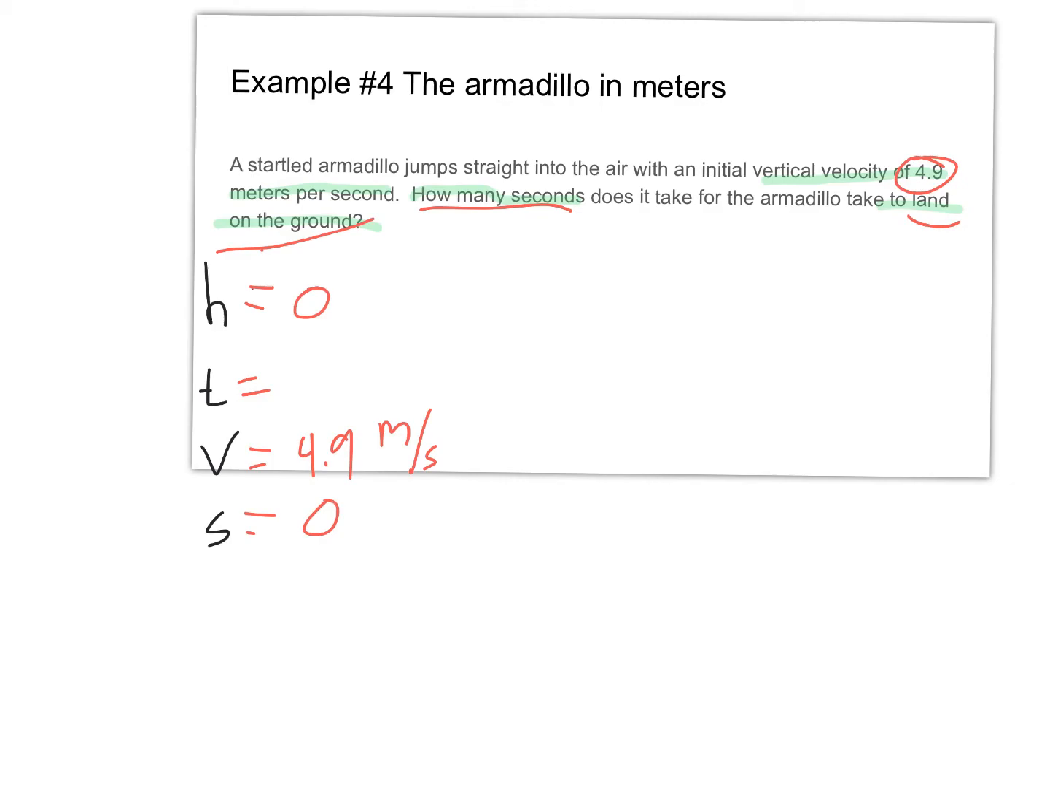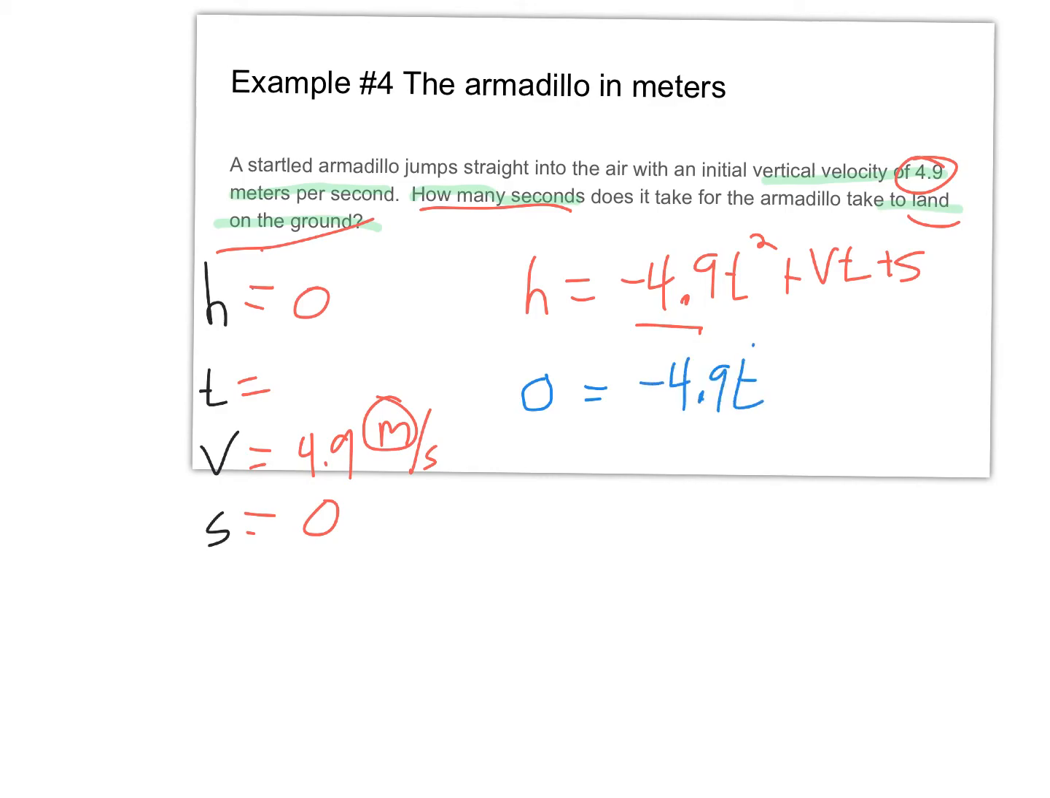All right, so now that we have all that established, here's where we have to be careful. We're using meters now. So H equals negative 4.9 t squared plus vt plus s. Like I said, the only thing that changed was the 16 to a 4.9 because we're in meters. So let's fill in what we know. H is 0 equals negative 4.9 t squared plus my vertical velocity 4.9 t plus s, which again is 0. Do I need the plus zero on the end? No, I do not, so I can get rid of it.